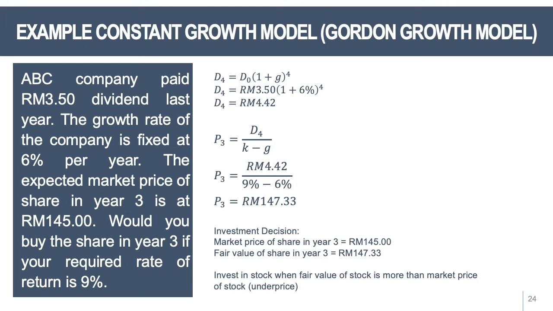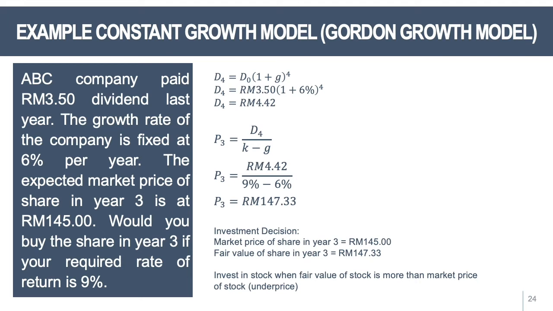So in this question, you need to calculate the price in year 3. To calculate the price in year 3, you need to have dividend year 4. So to calculate dividend year 4, D0 times 1 plus G to the power of 4. So 3.50 times 1 plus the growth rate 6% to the power of 4. So you get D4 equal to 4 ringgit and 42 cents.